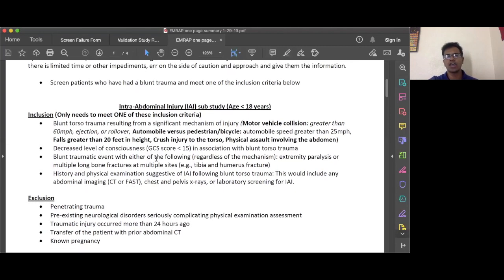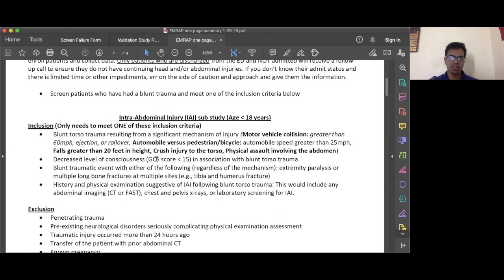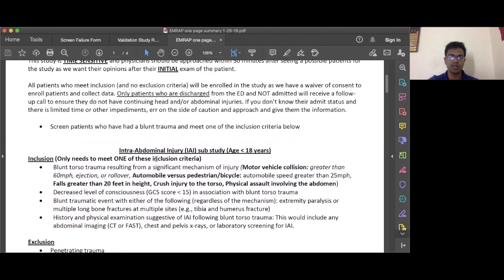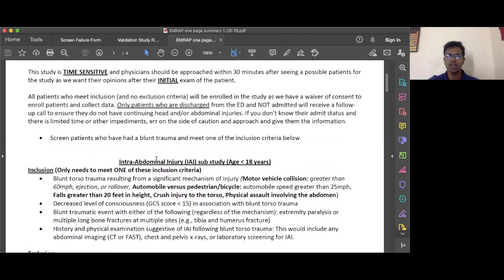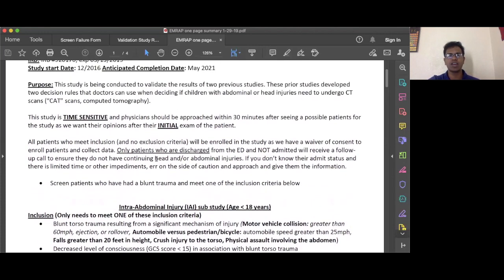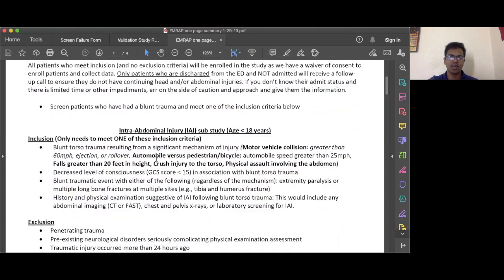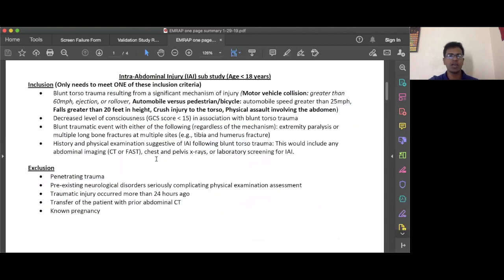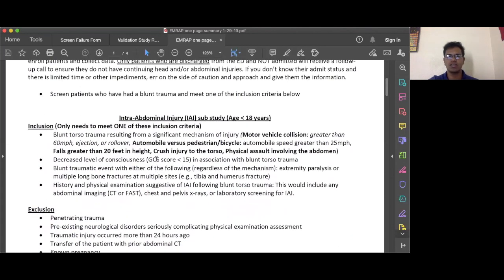So before we look at the specific inclusion-exclusion criteria for the IAI sub-study and the TBI sub-study, we can discuss the general inclusion and exclusion criteria that kind of spans both sub-studies.